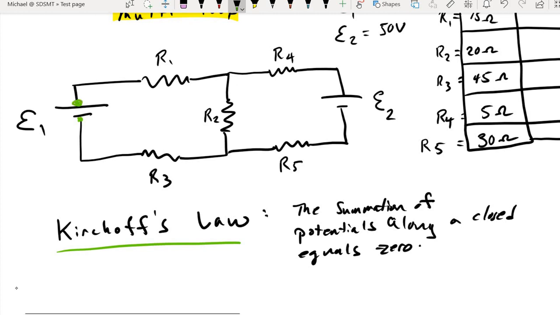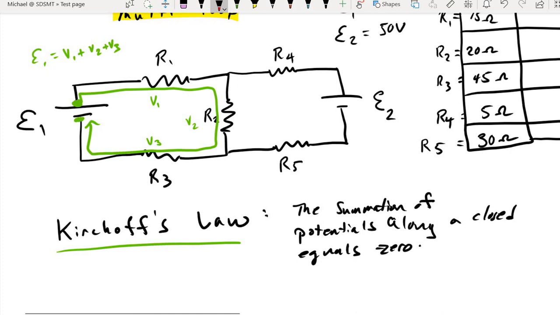Let's say we start at the top of this battery and we go through this left-hand loop. So I would have to add up the potential of the first resistor, the potential of the second resistor, the potential of the third resistor, and all of that would have to equal the potential of EMF number 1. And you're probably thinking, well, EMF number 1 doesn't equal 0. So why does Kirchhoff's law say that? Well, because we have not yet completed the loop.